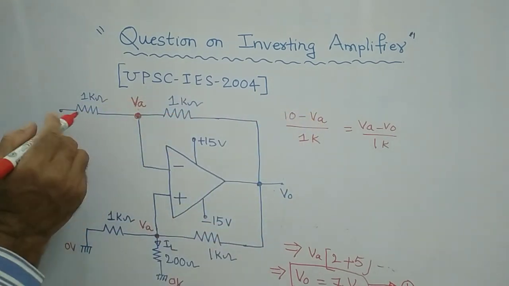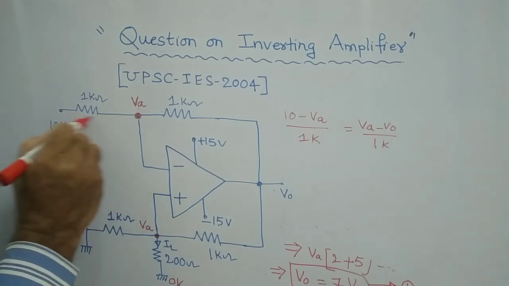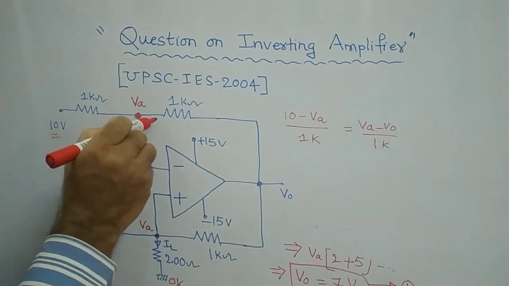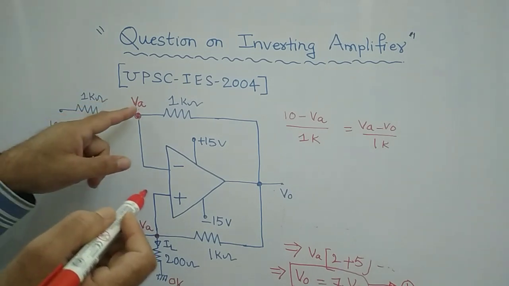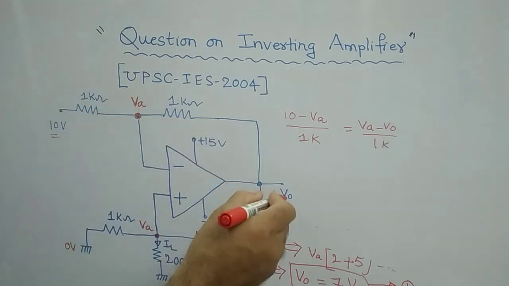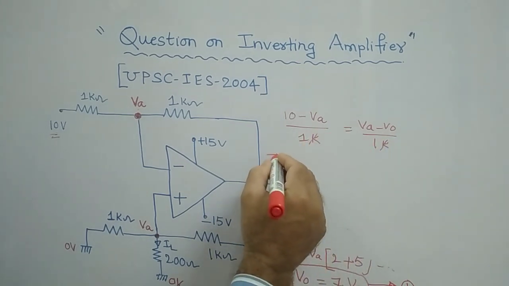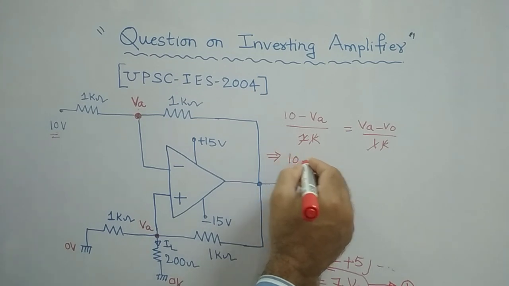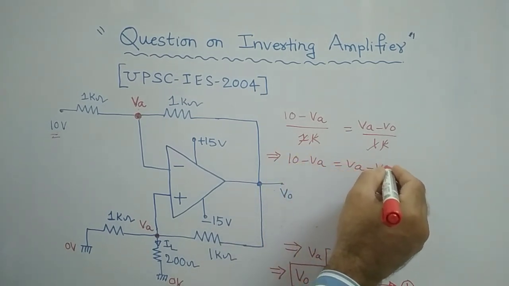Therefore, I am writing that the current flowing through this resistor is equal to the current flowing through the other one, means current entering equals current leaving. That's what. 10 minus VA by 1K is equal to VA minus V naught by 1K. Both K cancel, and then obviously it is 10 minus VA is equal to VA minus V naught.